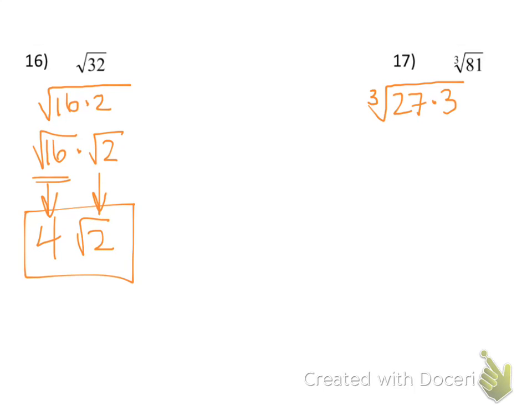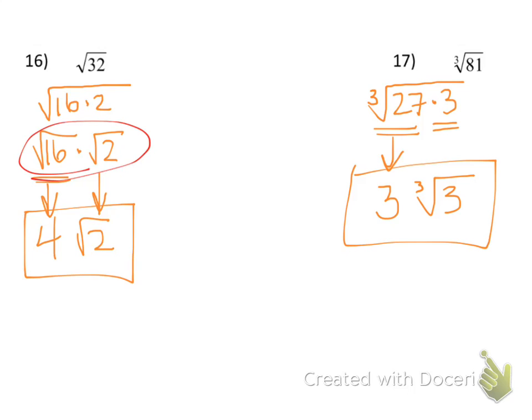The cube root of 81. 81 is not on my perfect cube list, but 27 is. So you don't necessarily have to do this step of writing them as two separate radicals. I could look at this and say the cube root of 27 is 3, and then the 3 is going to stay inside the radical, so I'm going to have 3 times the cube root of 3.